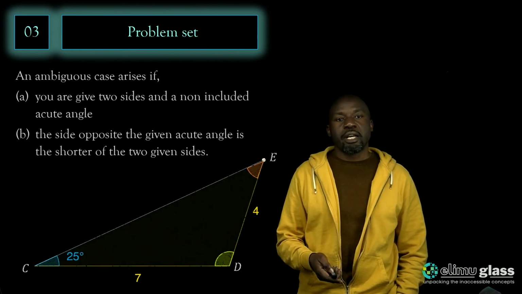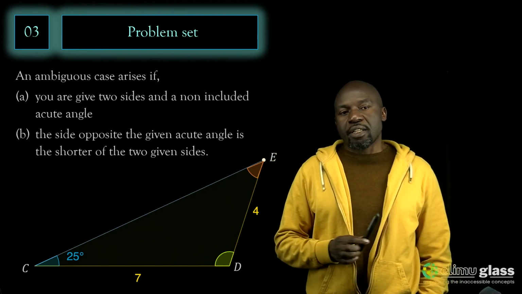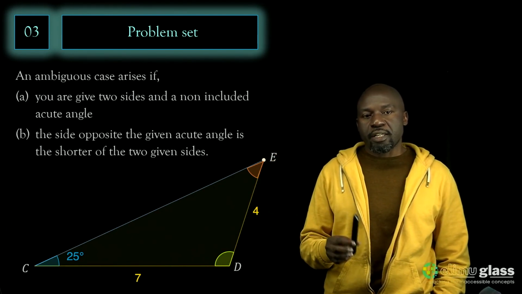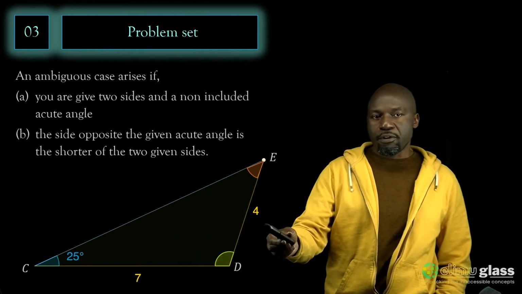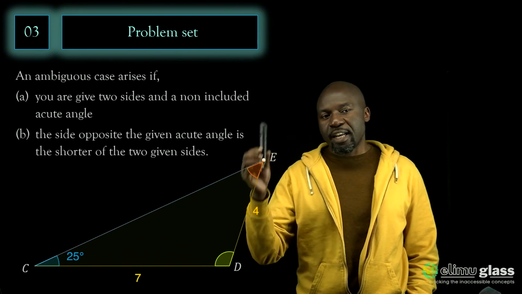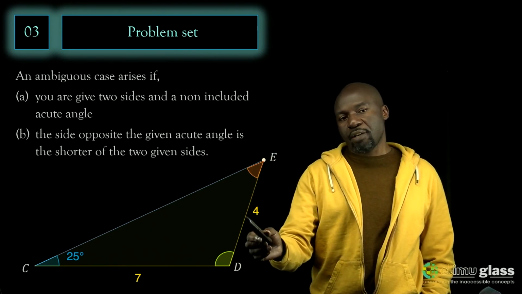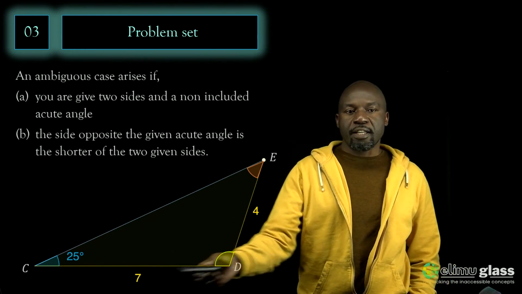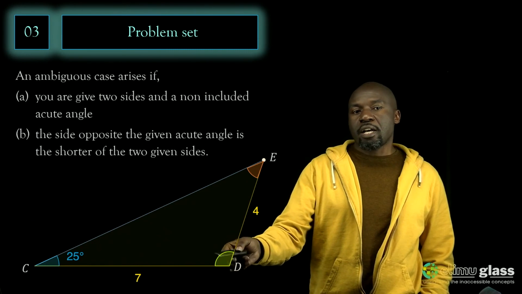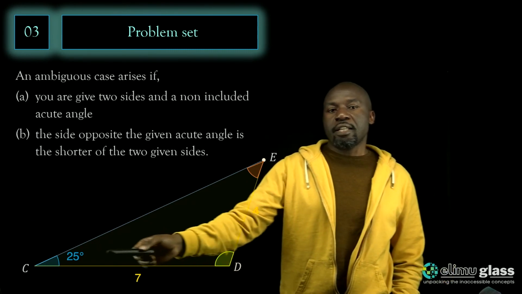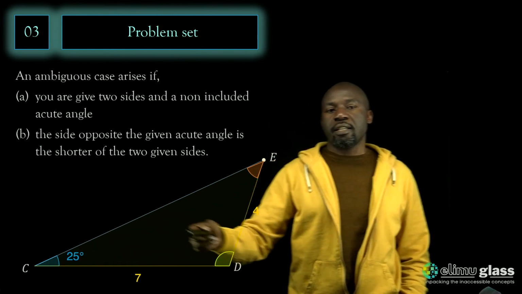So here's the diagram I'm talking about. We have a situation for the ambiguous case if you have 2 sides, 7 and 4, and a non-included acute angle. So remember, if we're given this side and that side, then the angle between them is called the included angle. But this angle is not given. Instead, it is that angle that is given. So we are given the non-included angle.